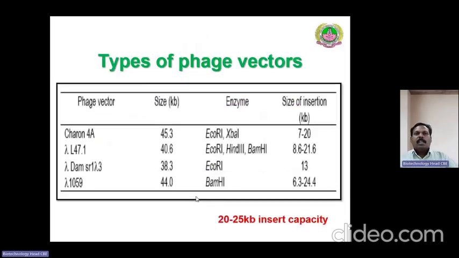So these are all examples of phage vectors with varying capacity of insertion. We have on average 20 to 25 kilobase insert capacity that can be used as an insert to clone in the bacteriophage based vector system.